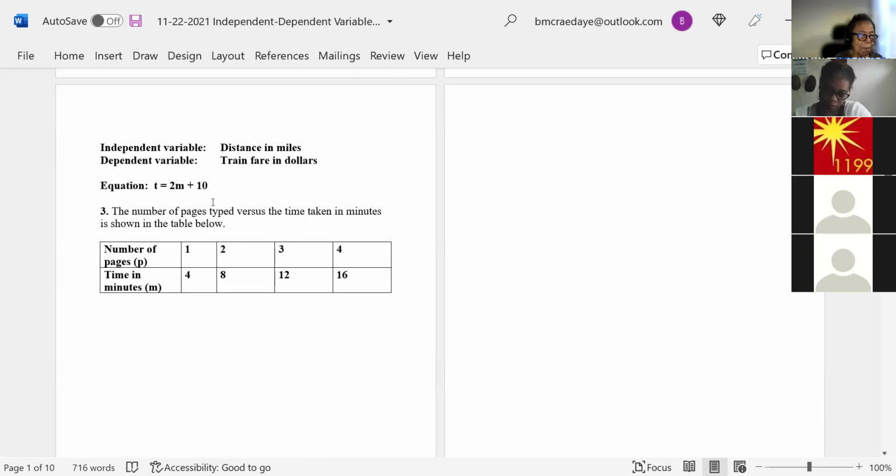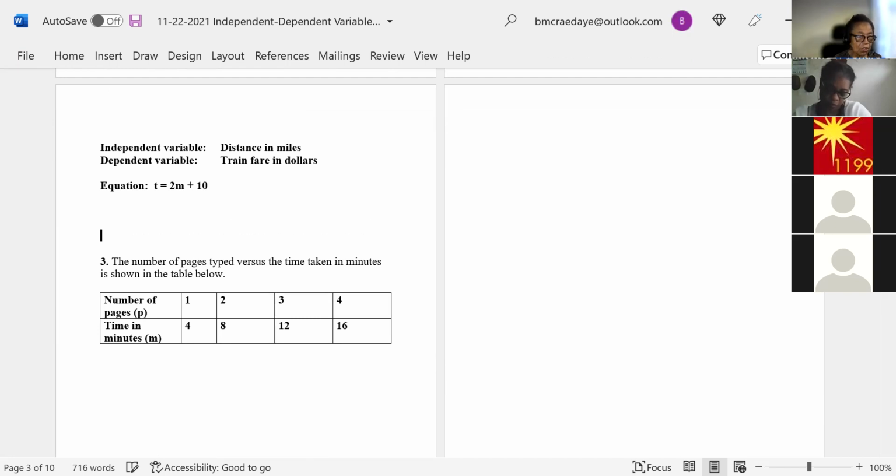So we have number of pages typed versus the time taken in minutes. So according to your table, 1 page takes 4 minutes, 2 pages take 8 minutes, 3 pages take 12 minutes, 4 pages take 16 minutes.